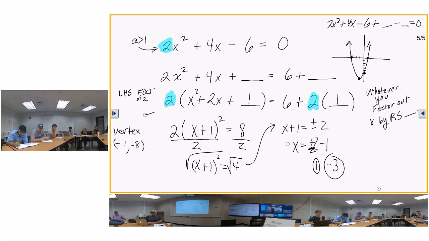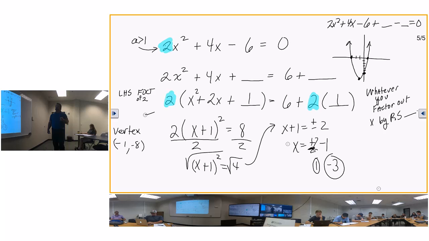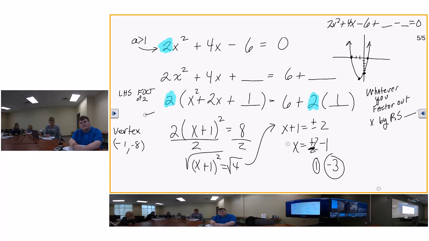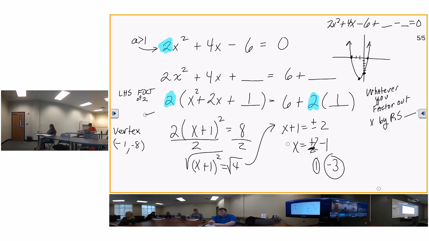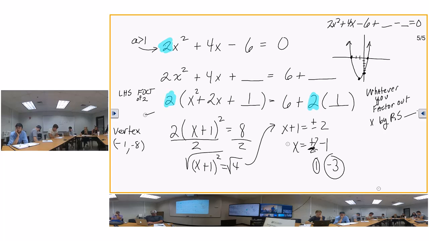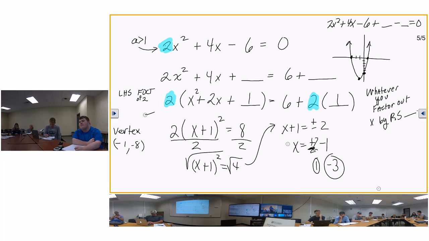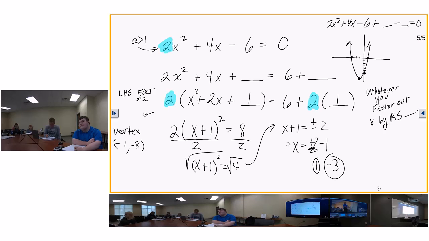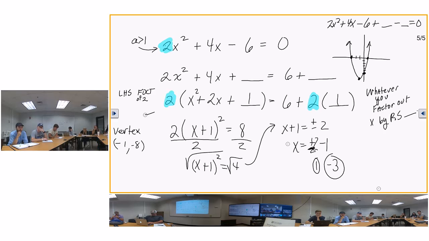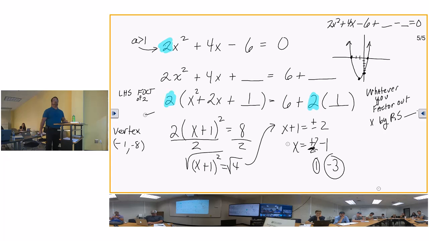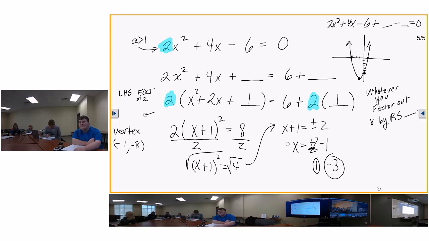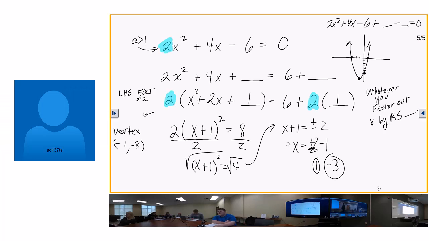All right, what's decreasing? Decreasing is negative infinity to what? To -1. That's right, class. And then increasing from -1 to what? Infinity. Any questions? Let's move on to number 4 and 5.